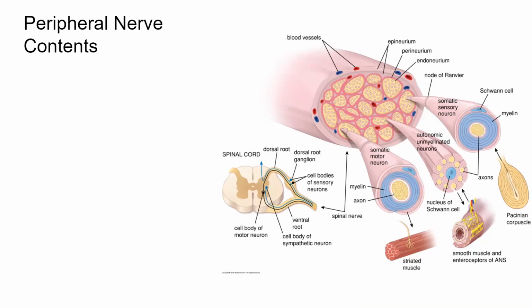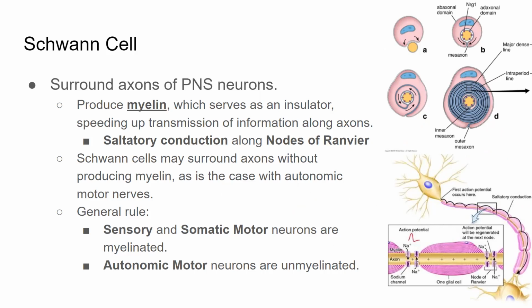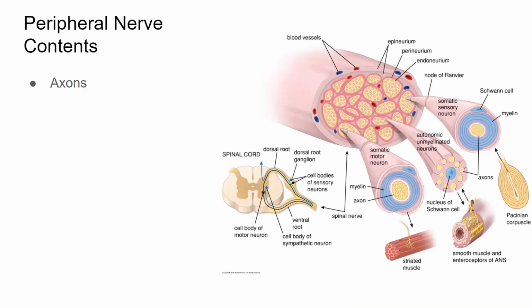You guys have seen them in the gross lab. Let's look at it a little bit more closely. So we have axons. Okay, that's the big component. And it can be a combination.